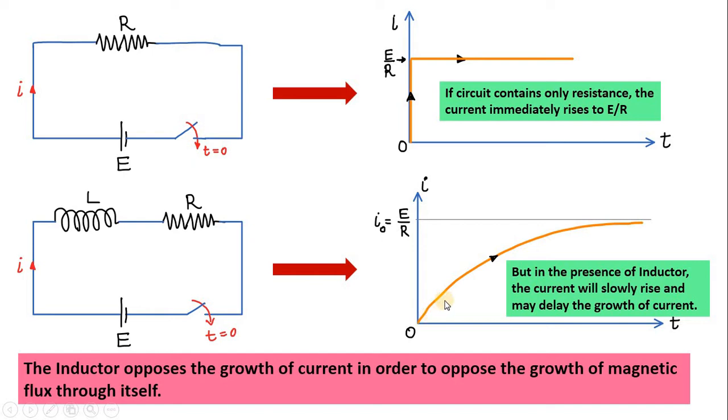The current will slowly rise due to the opposition of the inductor, and ultimately after a long time the opposition of the inductor is finished. That means after a long time the inductor no more opposes the current, and the current reaches its steady value, which is the same as the current value obtained if there was no inductor connected in the circuit. So without the inductor, the current becomes E by R immediately. With the inductor, the current rises slowly and ultimately it becomes the same E by R after a long time. We will now do a detailed analysis.